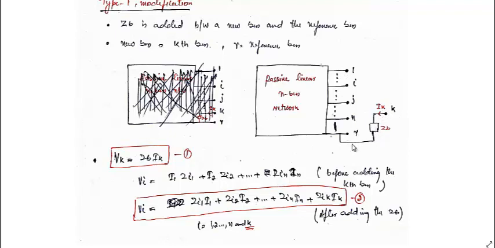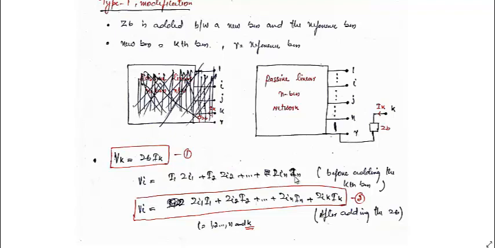When it is connected like this, you can see that Vk, the voltage at this bus, that is the new bus which is connected between this and the reference bus, Zb is connected. So Vk will be equal to Zb into Ik. And we know that before adding the kth bus, Vi is equal to I1 Zi1 plus I2 Zi2 plus Zin In. This is actually the summation of j equal to 1 to n of Zij Ij.